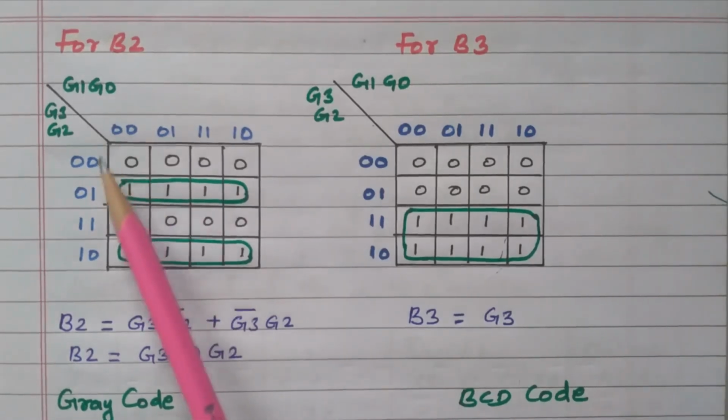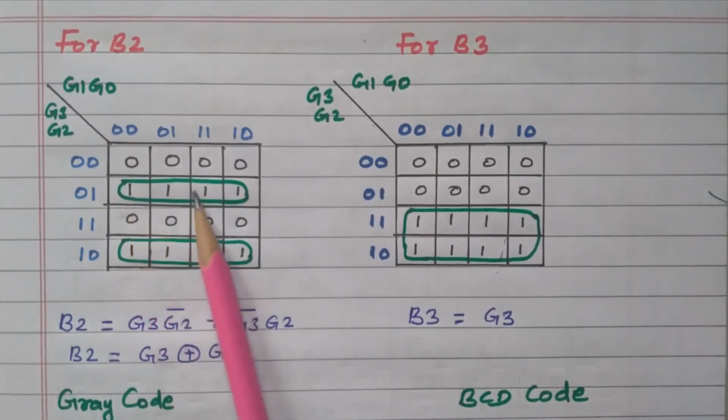So B2, again an 8 variable K-map is available. There are 8 ones available: 1, 2, 3, 4, 5, 6, 7, 8. So we have two groups. These 4 ones are grouped together, and these 4 ones are grouped together.